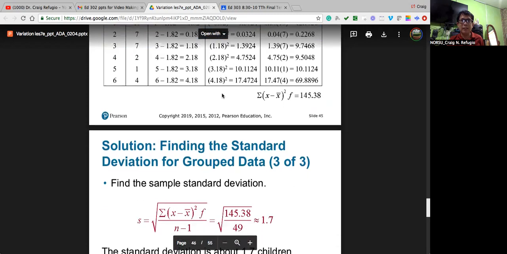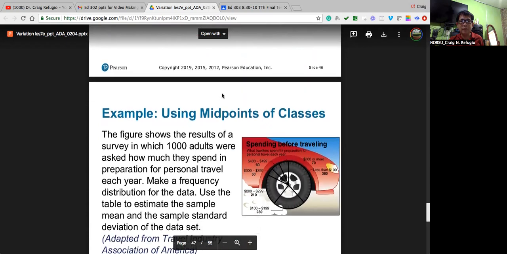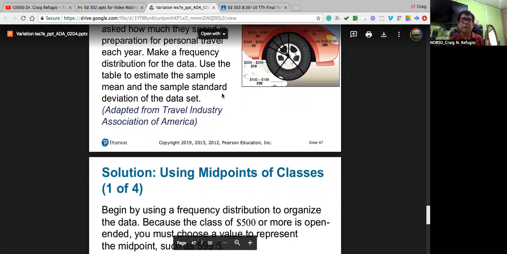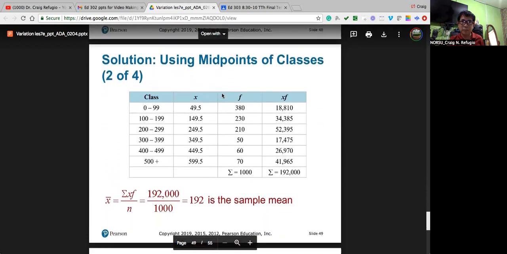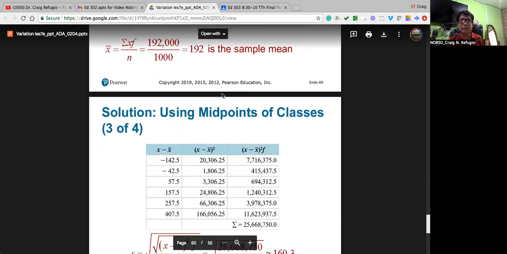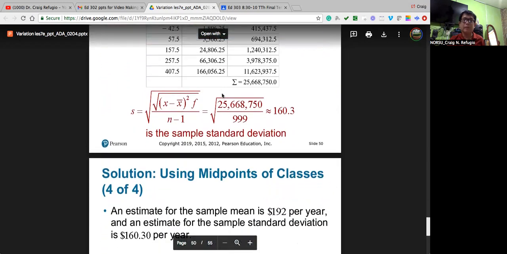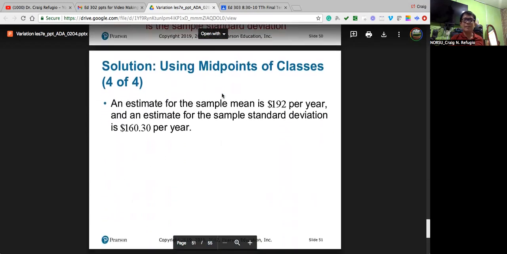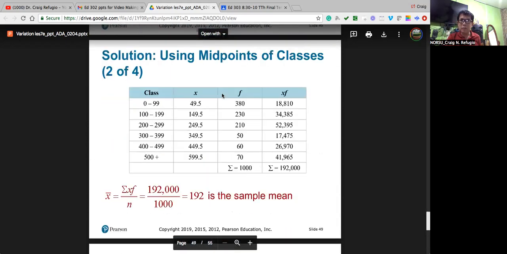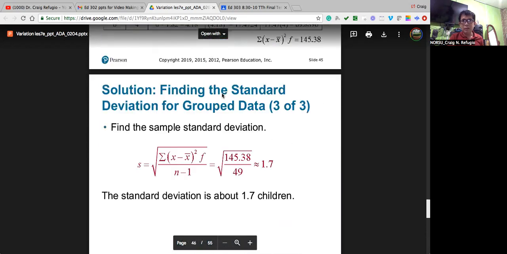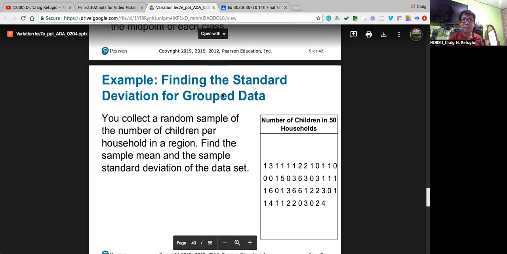So we have this one, finding the standard deviation for group data using midpoints of classes. The solution using midpoints of classes is being presented. The detailed solution is there, and that is the final value. I am just showing you the computation of the standard deviation for group data.